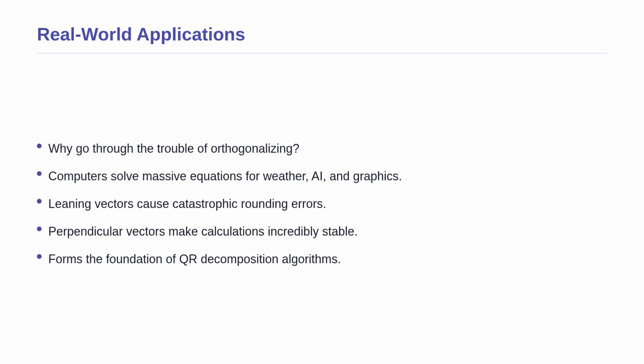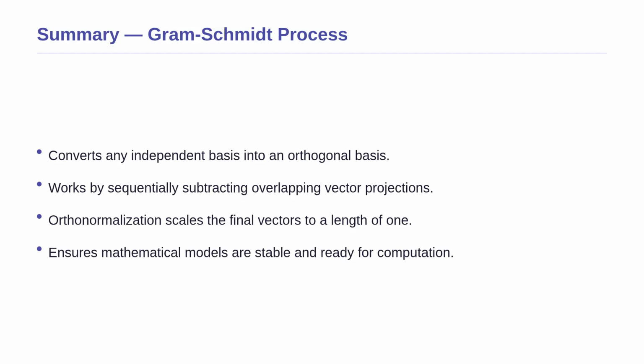It is also the foundation of something called QR decomposition, which is a famous algorithm used by almost every software program to solve complex engineering problems. Let us review the key takeaways from this topic. The Gram-Schmidt process is a reliable mathematical recipe for turning any set of independent vectors into a set of perfectly perpendicular vectors. It works by taking one vector at a time and mathematically chopping off any part of it that leans on the vector we have already fixed, using projection subtraction.